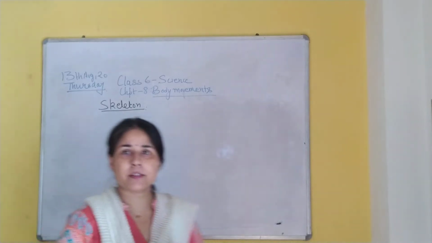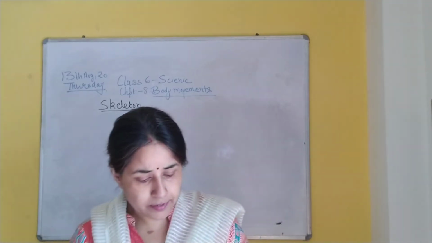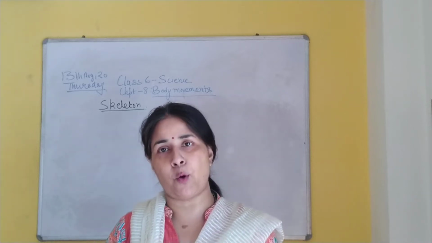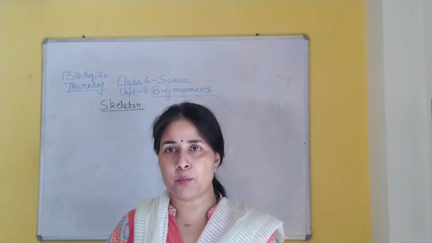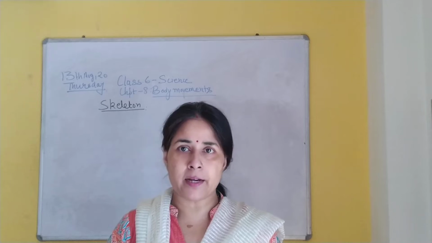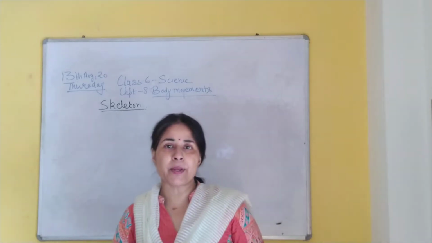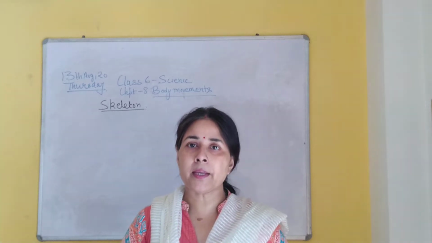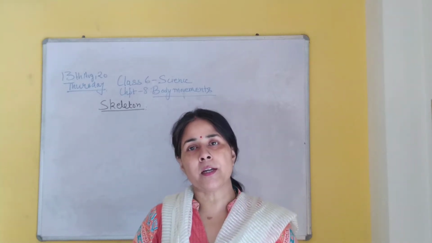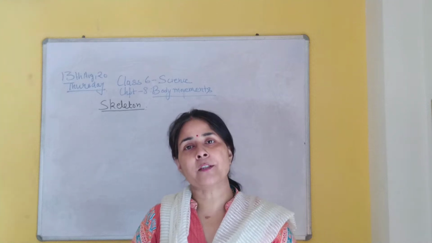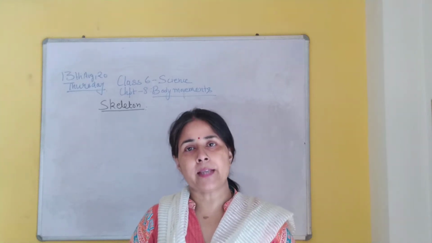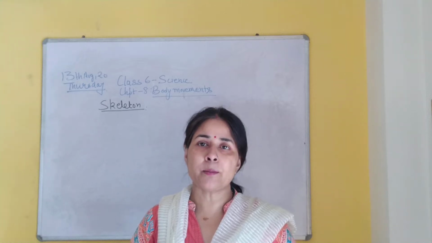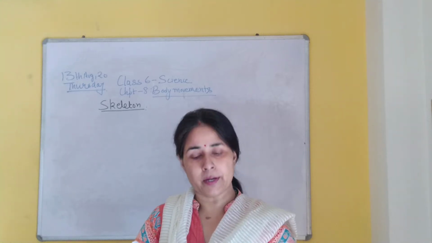As we discussed in our last class, the framework of bones which gives a proper shape to our body, or which supports our body, is known as the skeleton. The skeleton is majorly made up of highly calcified material, a type of tissue known as bones. So the skeleton is basically formed of bones, but it has other parts also. We will talk about them later.